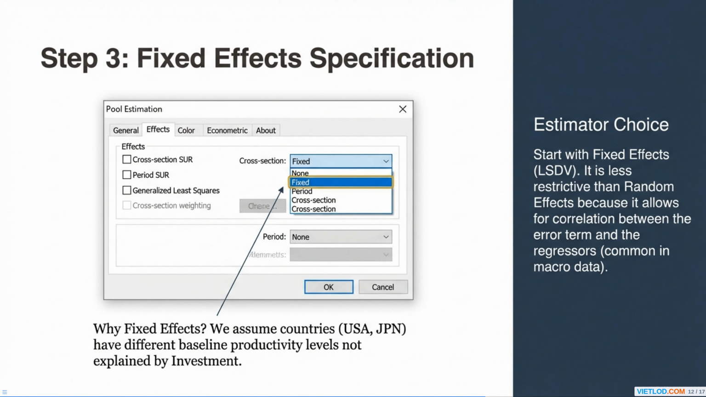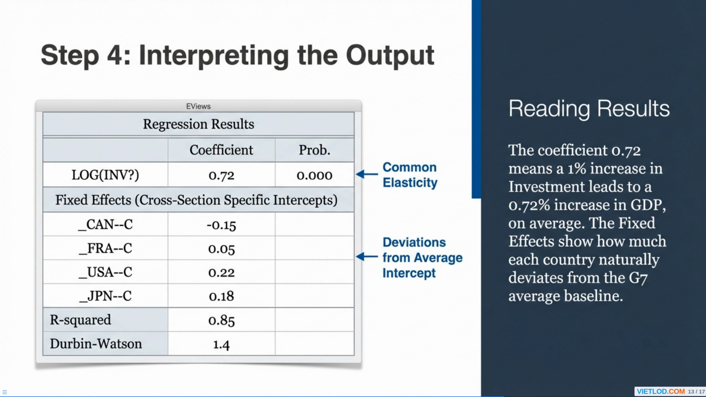To incorporate fixed effects, we navigate to the Effects tab within the Pool Estimation dialog. Here, under the Cross-Section drop-down menu, we change the selection from None to Fixed. This tells EViews to estimate a unique intercept for each country. We choose Fixed Effects, also known as LSDV, over Random Effects because it is a more robust specification. It allows for correlation between the unobserved country-specific effects and our regressors, which is a common issue in macroeconomics.